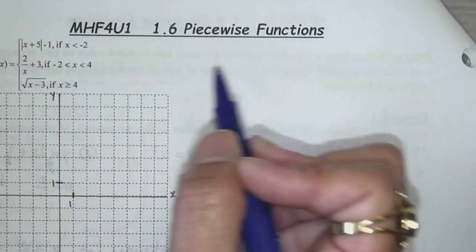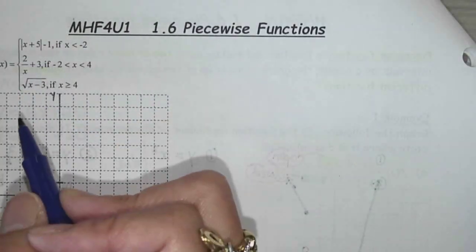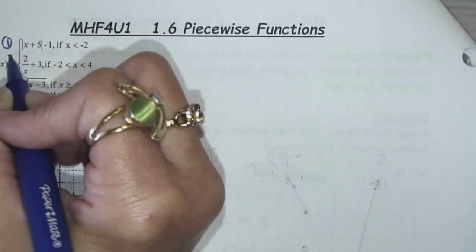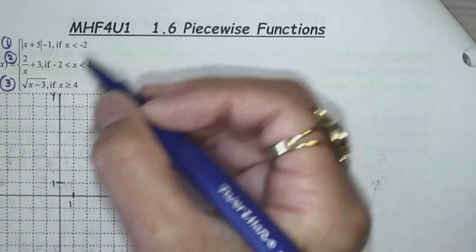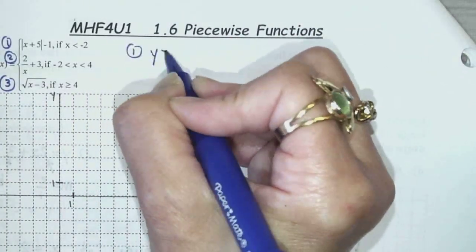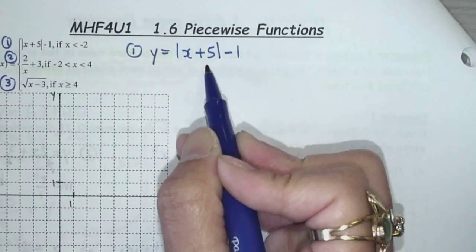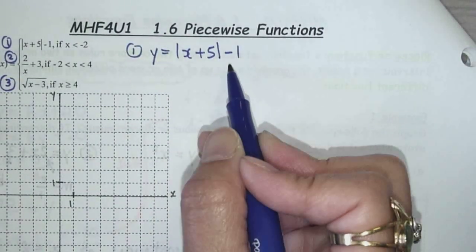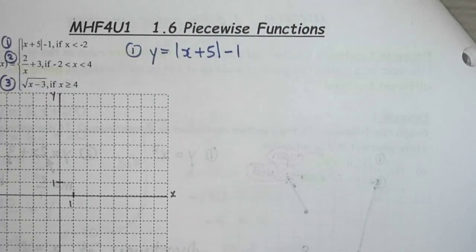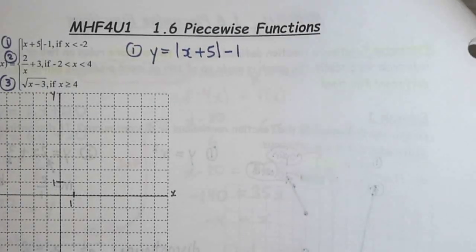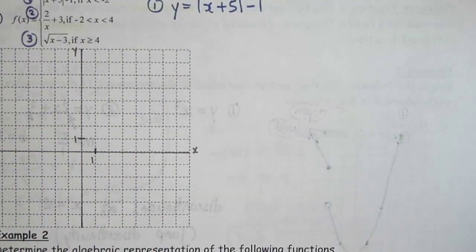You don't have to rewrite them. You can go right ahead and just start to graph them. So 1, 2, 3. So 1, again, you don't have to rewrite it. y is the absolute value of x plus 5, minus 1. So that is going to be left 5 and down 1. So I'll start with that one. I'm just pulling it aside so it's a little bigger. You don't have to pull it aside, but just so you can see what I'm doing. So I'm going to do it in pencil again.